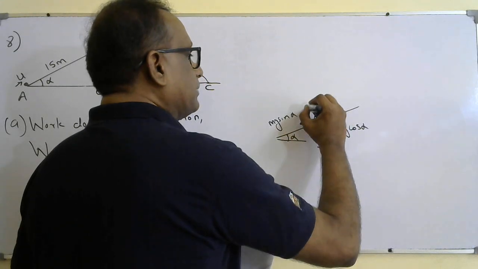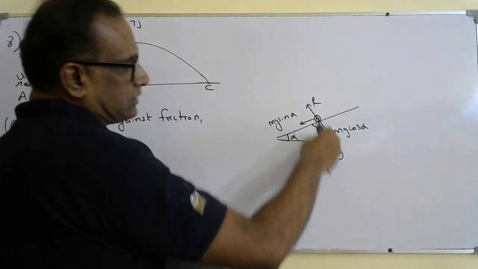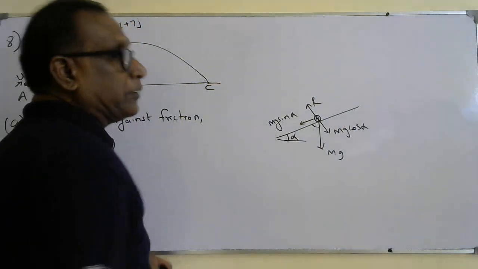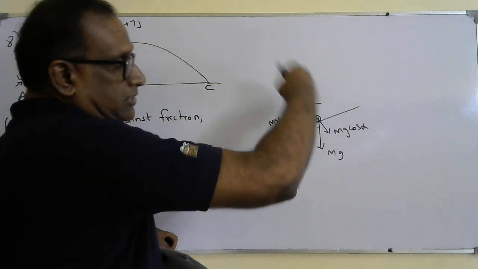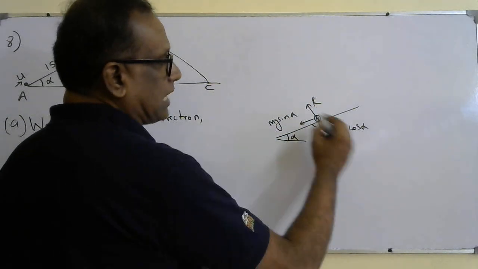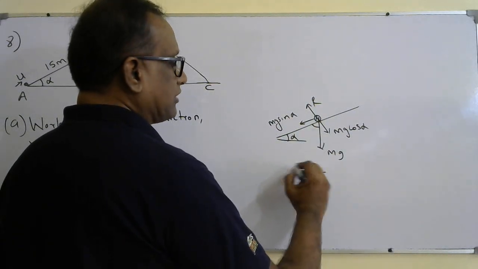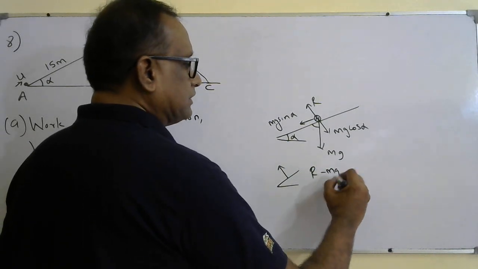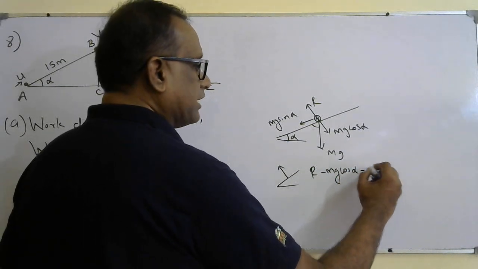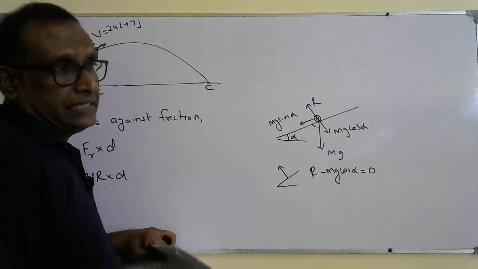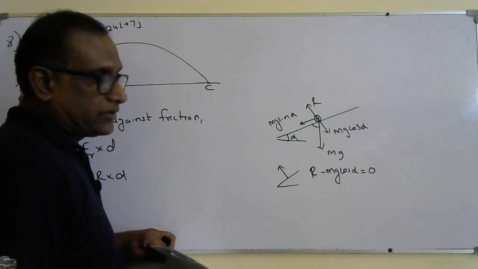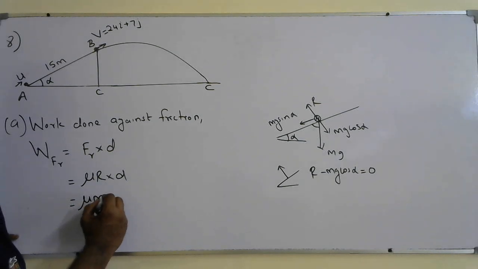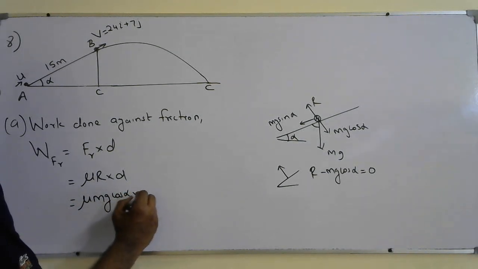So the normal reaction will be this way. Since there is no motion perpendicular to the slope, though there could be motion along the slope, the resultant force must be 0. Perpendicular to the slope, R minus mg cos alpha equals 0. So R must be equal to mg cos alpha. So here mu R, I can write mu mg cos alpha into d.